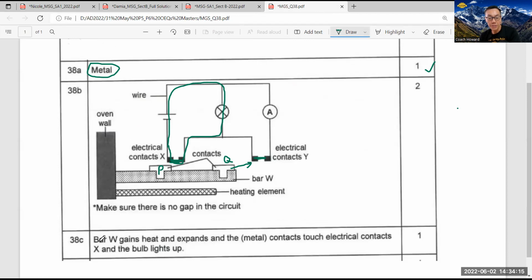So this is the model answer. Bar W gains heat and expands, and the metal contact P touches the electrical contacts X. Okay, this is contact X, and the bulb lights up. Okay, I'd like to show you another student. She is actually quite close to the answer, but she failed to check her answer. That's why she lost this mark.